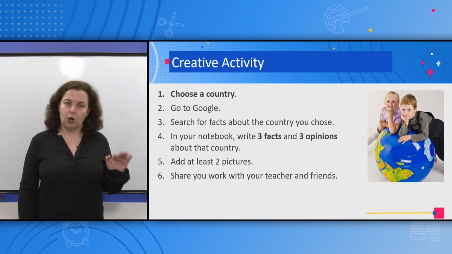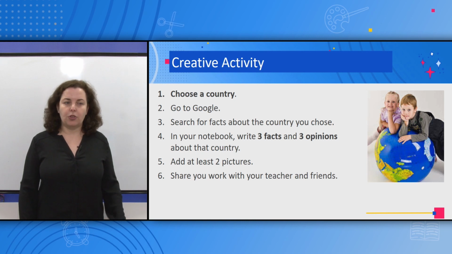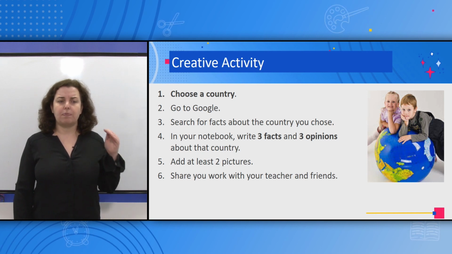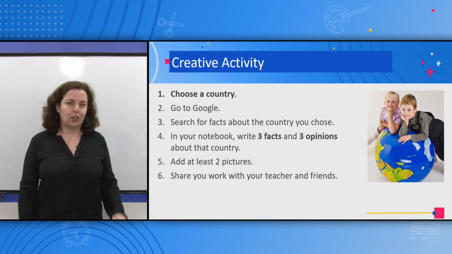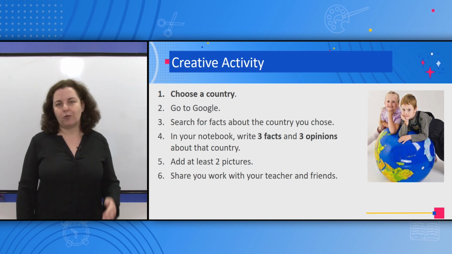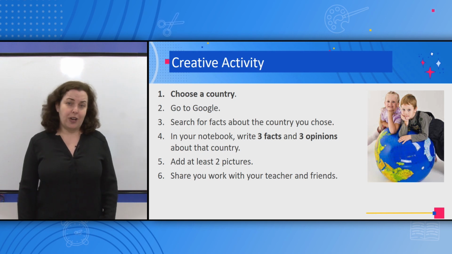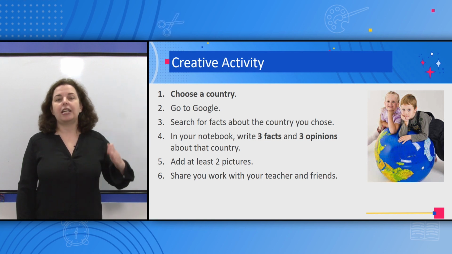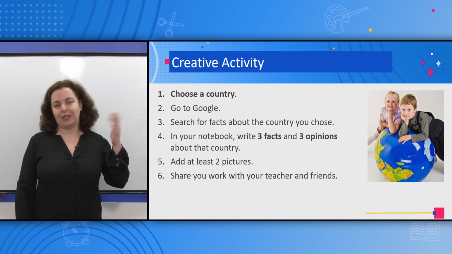Number 2, go to Google. Number 3, search for facts about the country you chose. You remember what facts are? For example, a fact is that Italy is in the shape of a boot. That's an example.